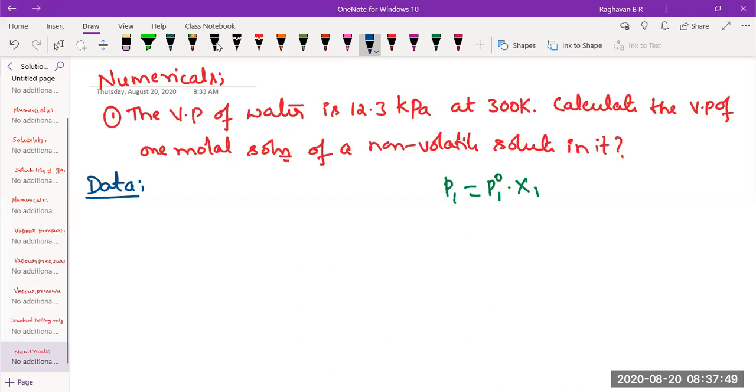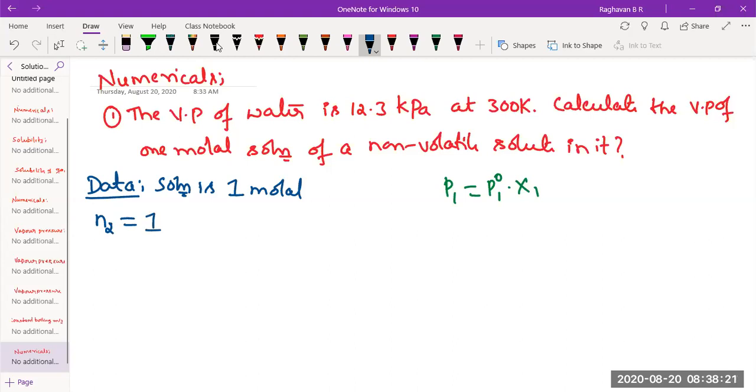One molal solution means what? How many moles of solute are there? The number of moles of solute should be N2, for solute, subscript 2 will be given, right? So one mole of non-volatile solute is present in 1 kg of solvent, right? That is molality.